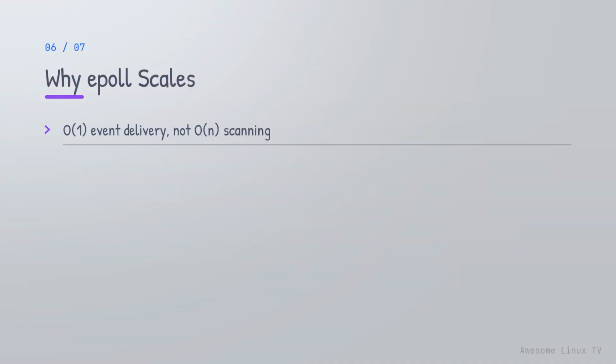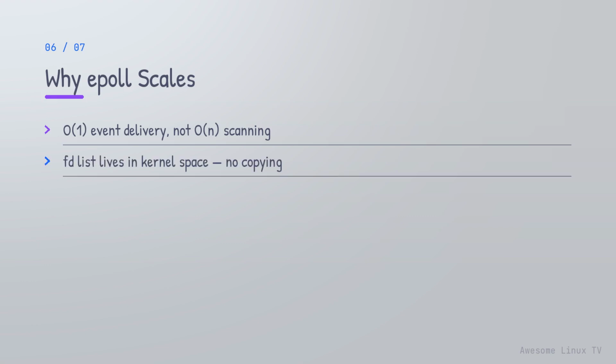The reason epoll handles 10,000 connections or 100,000 without flinching is that its cost is proportional to the number of ready connections, not the total number of connections. If 10,000 sockets are open, but only 3 have data, epoll_wait returns 3 file descriptors. Select would have scanned all 10,000. There's no list copying on each call because the kernel already has the list. In benchmarks, epoll handles over 100,000 connections per second on modest hardware.